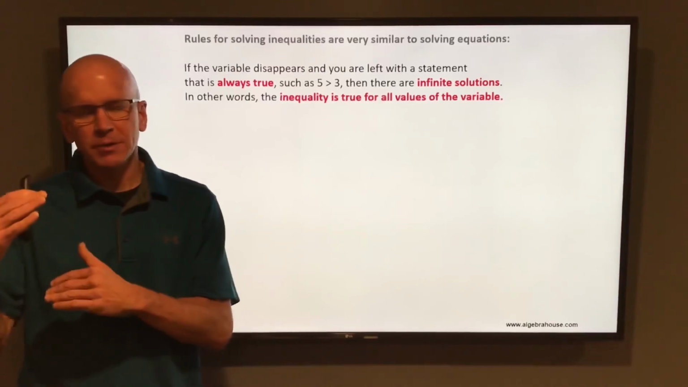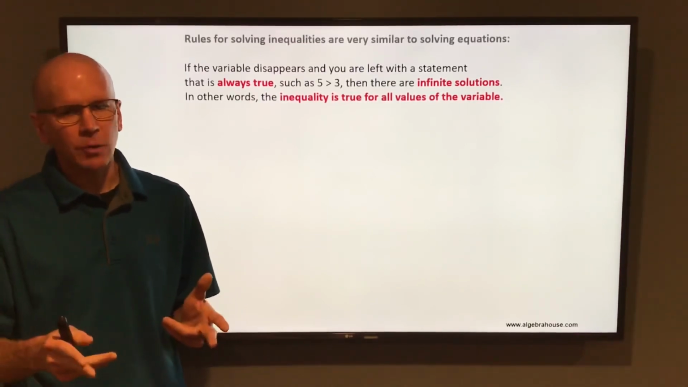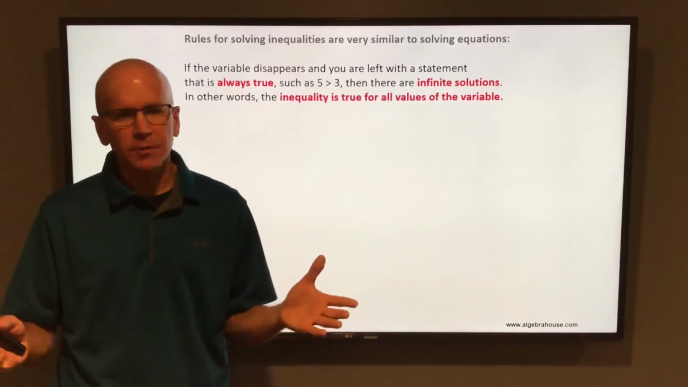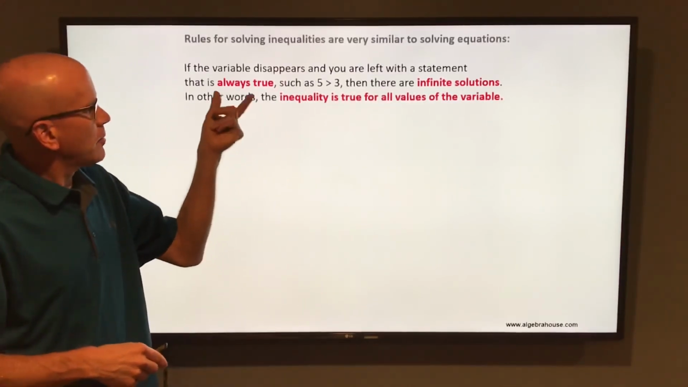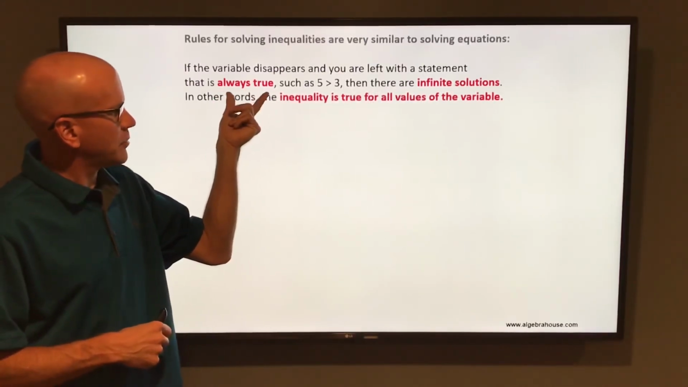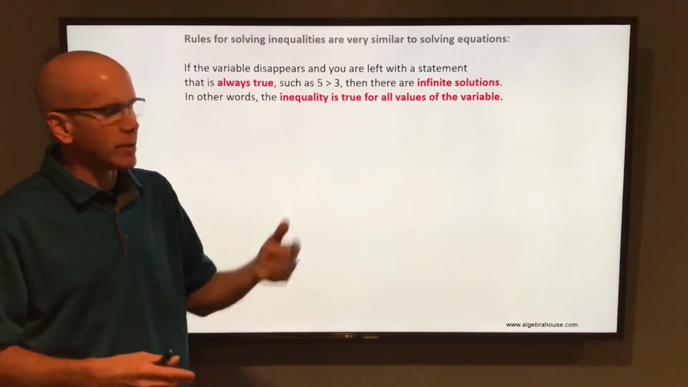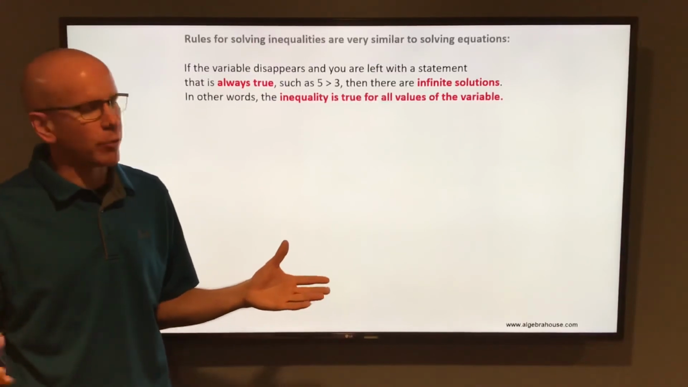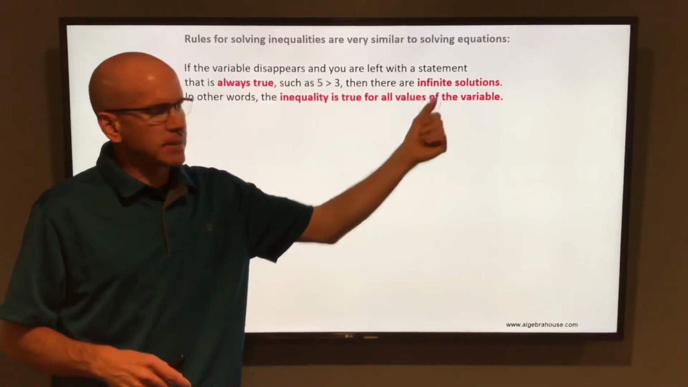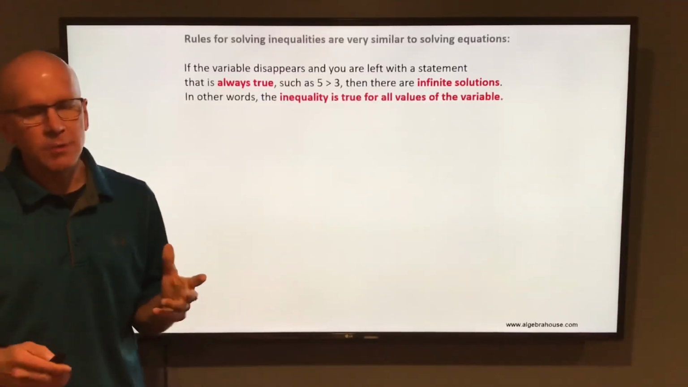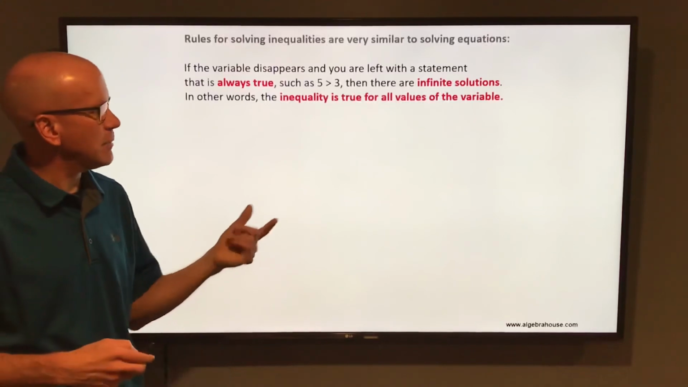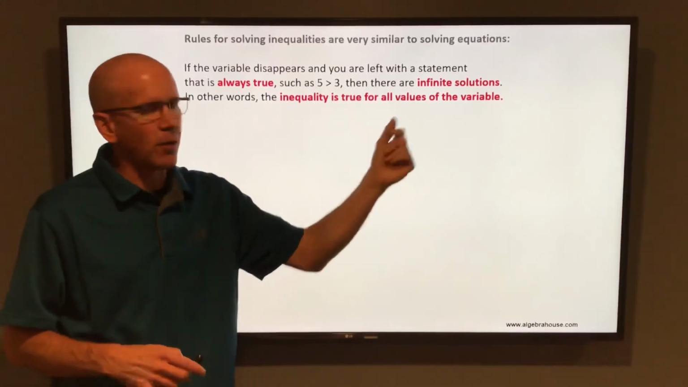If the variable disappears, simply look at what you're left with and decide, are you left with a true statement or a false statement? So if the variable disappears as you're solving an inequality and you're left with a statement that is always true, such as 5 is greater than 3, 5 is always going to be greater than 3. If it's always true, that means there are infinite solutions. And what that really means is that you could basically put any value in for x and it would make a true statement. So the inequality would be true for all values of the variable.